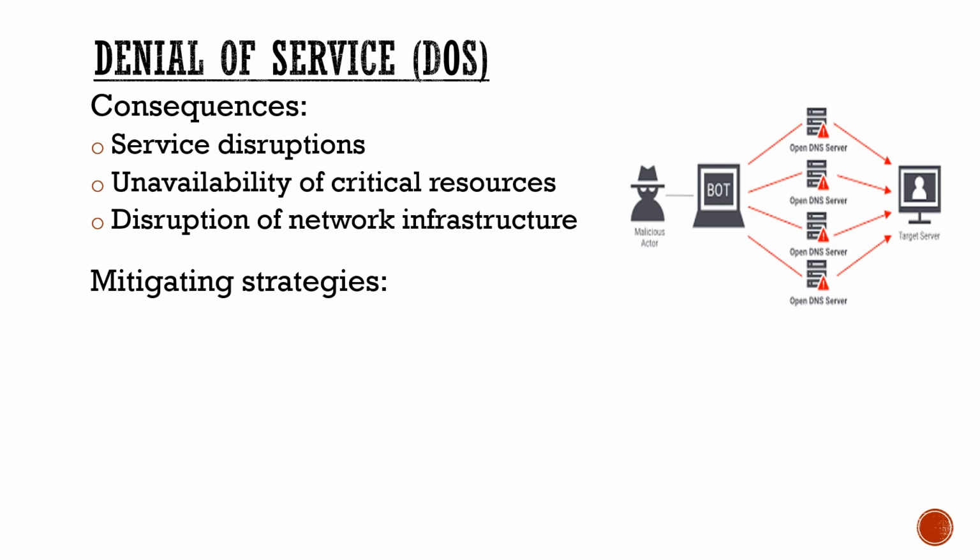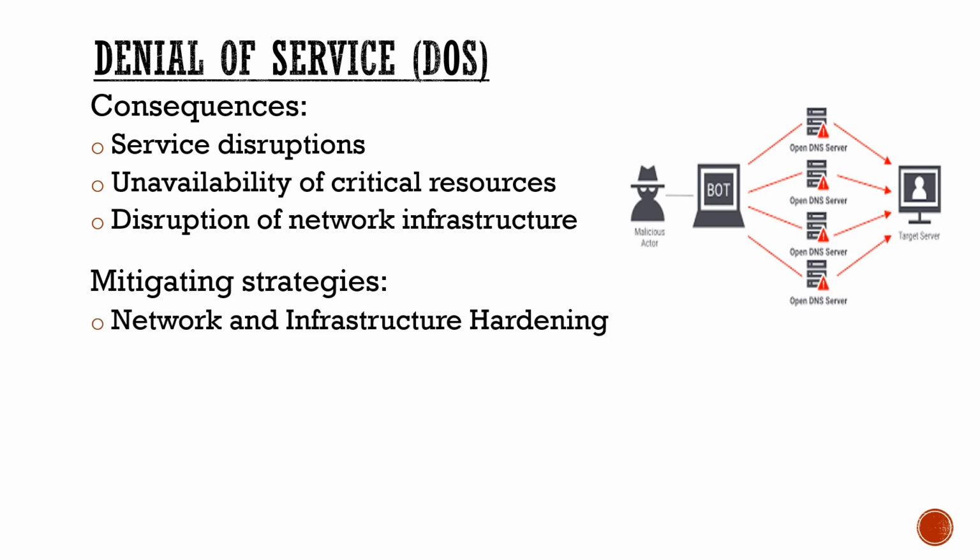So mitigating DOS attacks requires a combination of proactive measures and response strategies, which include network and infrastructure hardening, implement security best practices such as configuring firewalls, routers, and servers to filter and handle excessive traffic effectively. DOS mitigation technologies. Deploy dedicated DOS mitigation solutions such as intrusion prevention systems, load balancers, and traffic analyzers to detect and mitigate attacks in real time.